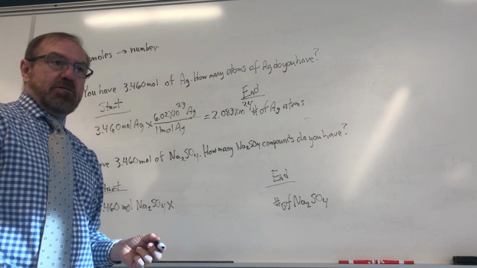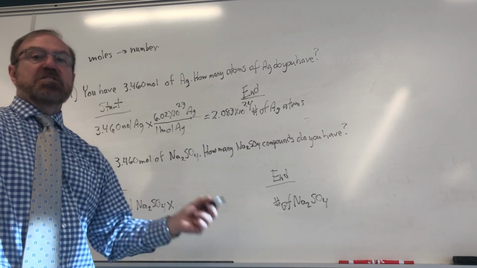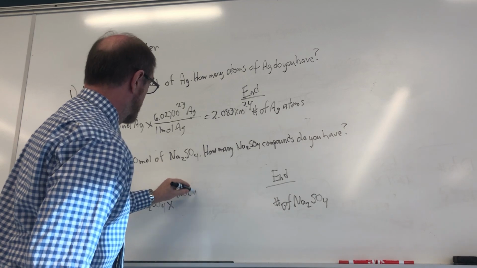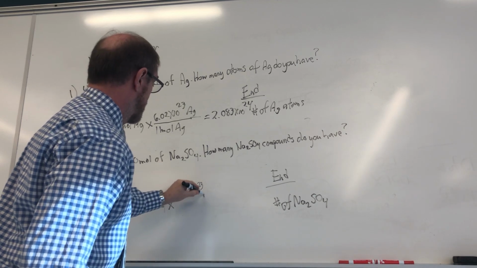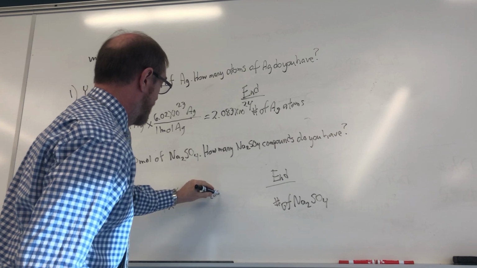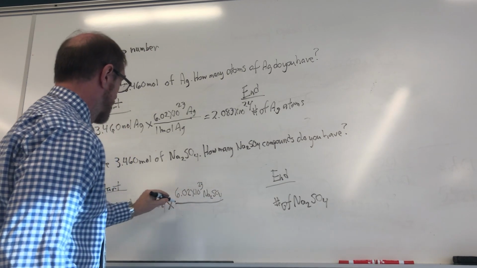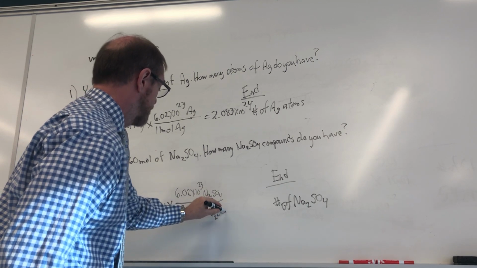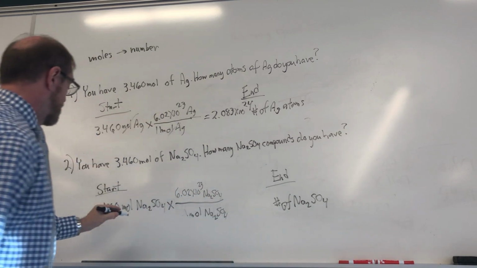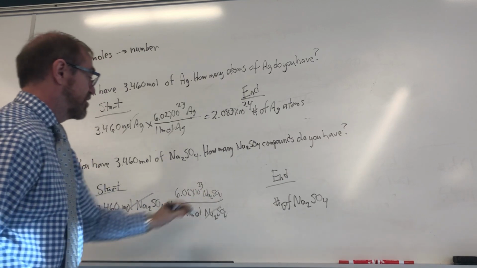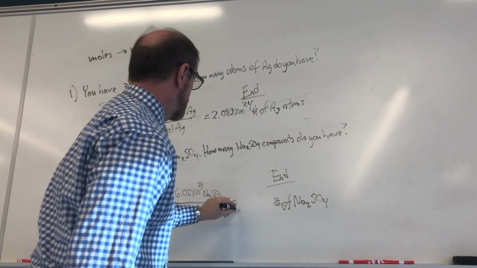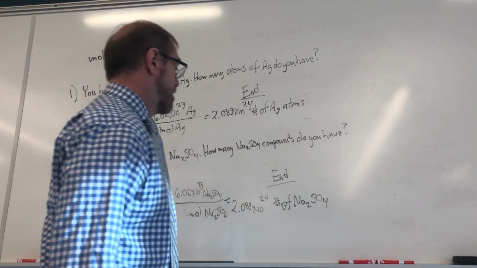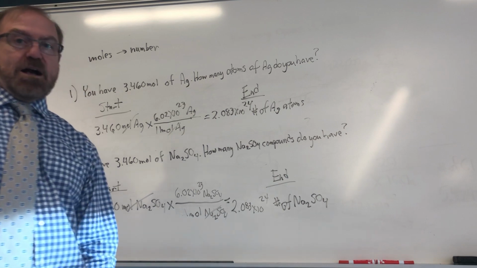Okay, let's see. Well, guess what? 1 mole of compounds is still 6.02 times 10 to the 23. So 6.02 times 10 to the 23 sodium sulfate compounds for every 1 mole of sodium sulfate. I mean, take a look. All of our units are canceling out in these equations. Hey, it's the same answer. 2.083 times 10 to the 24 sodium sulfate compounds.